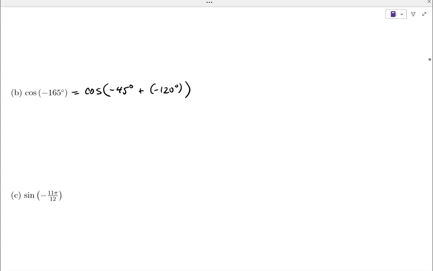So here's how you can use the formula. You're going to write it as cosine negative 45 degrees times cosine of negative 120 degrees. Then it's minus in the middle, and do the exact same thing for the sines. I could have got rid of the negative to start with, but I just wanted to use the formula the way it was written.